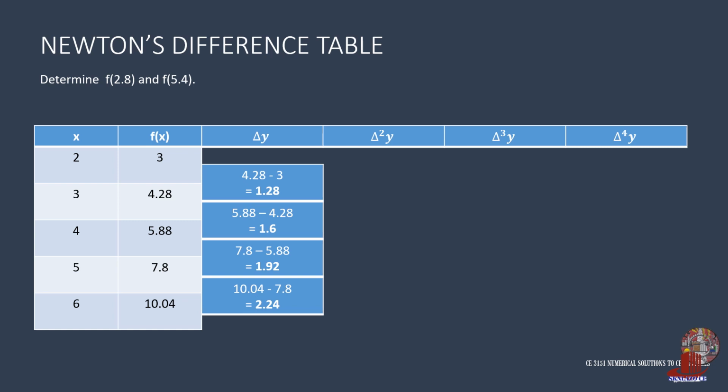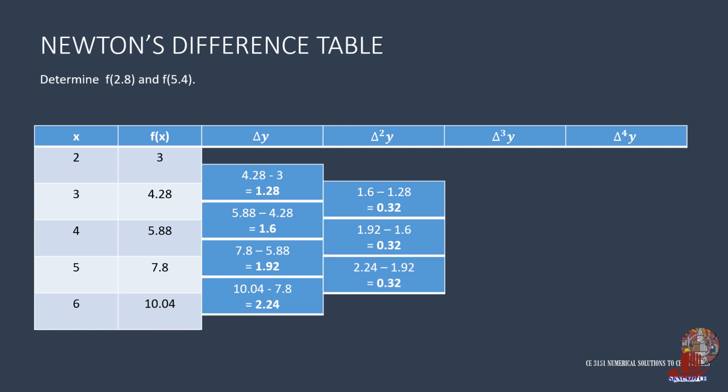delta square y. We start with 1.6 minus 1.28, which is equal to 0.32. Next is 1.92 minus 1.6, which is 0.32 again. Then the last difference is with 2.24 and 1.92, also yielding 0.32. Note that values at this column are already constant, so we can stop from here on.